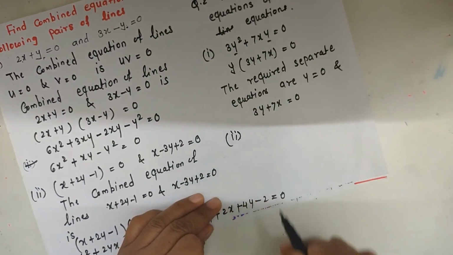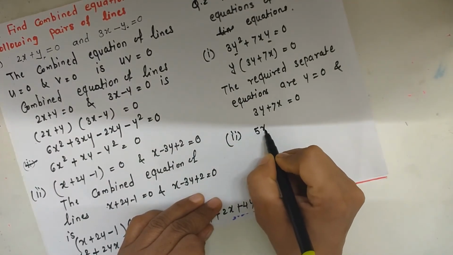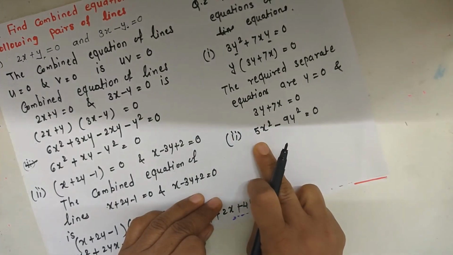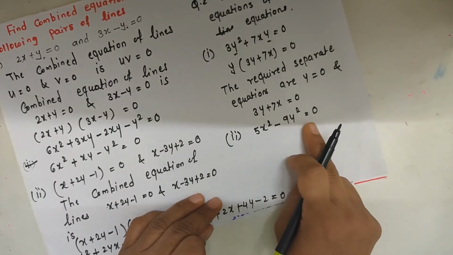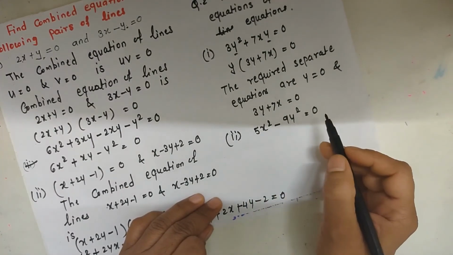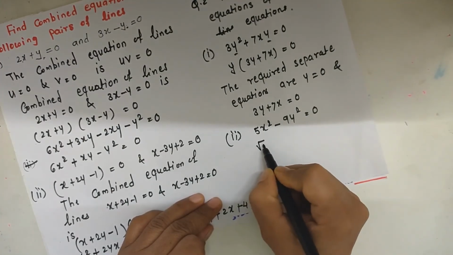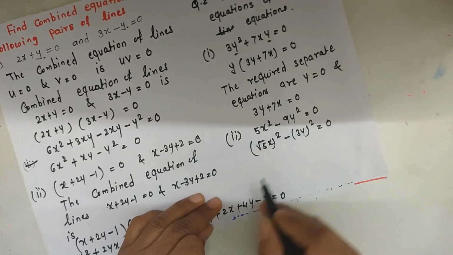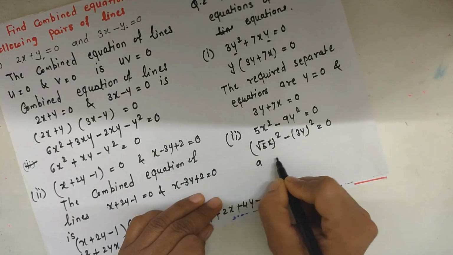Now the second equation is 5x square minus 9y square is equal to 0. In this equation, both the terms are in square form. So by using the a square minus b square formula, we get the two factors a minus b and a plus b. So write this equation in square form: root 5x bracket square minus 3y bracket square is equal to 0. So a square minus b square, we get the factors a plus b and a minus b.